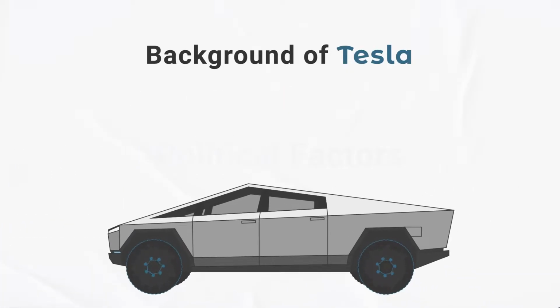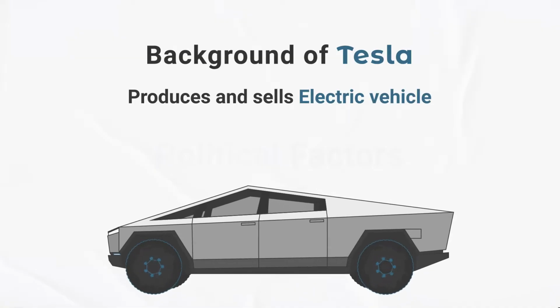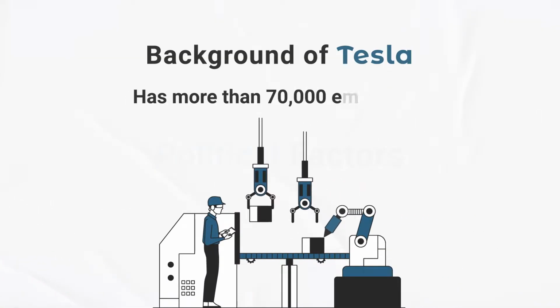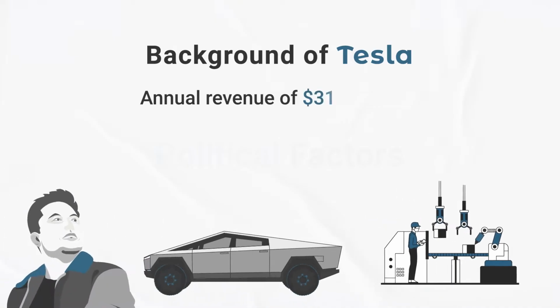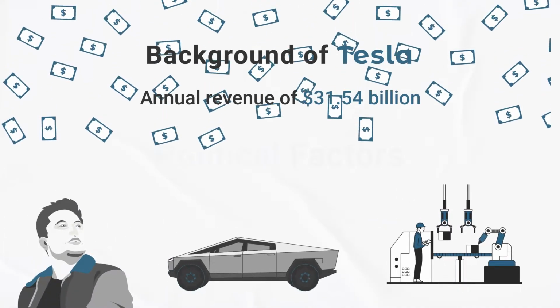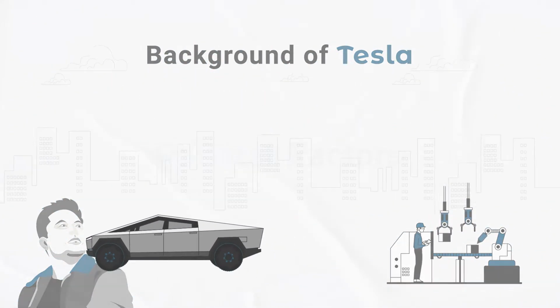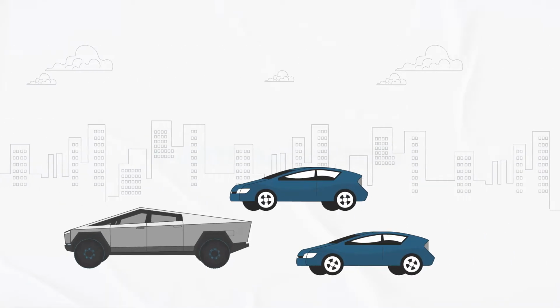Its main domain is the production and selling of electric vehicles. The company has more than 70,000 employees and has an annual revenue of $31.54 billion. Tesla is considered the most valuable automotive company.